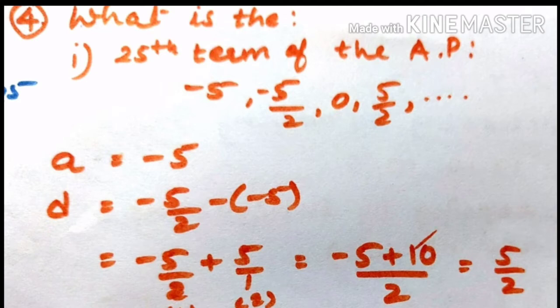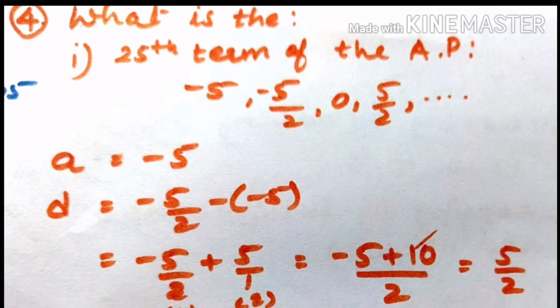So here the first term is minus 5, and how do we find d, the common difference? The consecutive terms are given here. So the second term minus the first term, or you can say the third term minus the second term, you will get the same. So I take the second term, minus 5 by 2, minus the first term, minus 5. By subtraction, minus 5 by 2 minus minus 5 is plus 5, and taking LCM, I get minus 5 plus 10 by 2, and that is 5 by 2. So my common difference for this AP is 5 by 2.